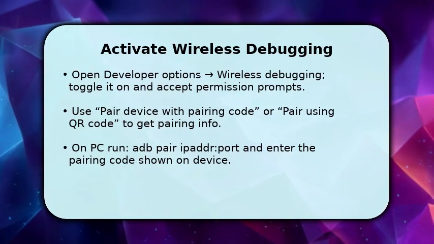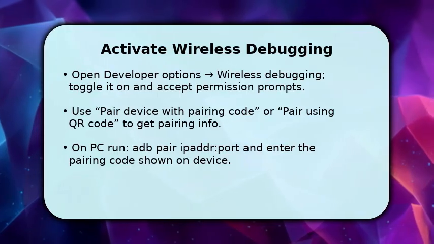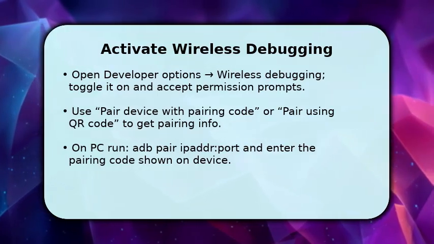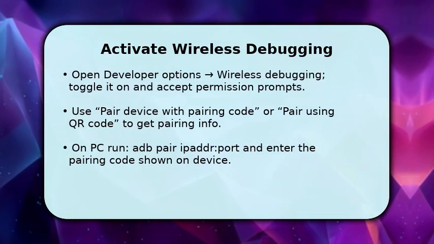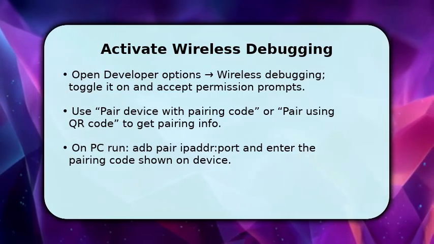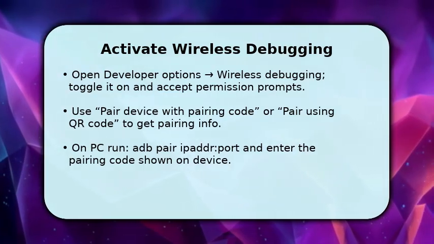Now turn on wireless debugging inside developer options and accept the permission prompts. This exposes a pairing interface. Next, choose a pairing method. Pairing code or QR code are available on modern Android. Use whichever your computer can handle.